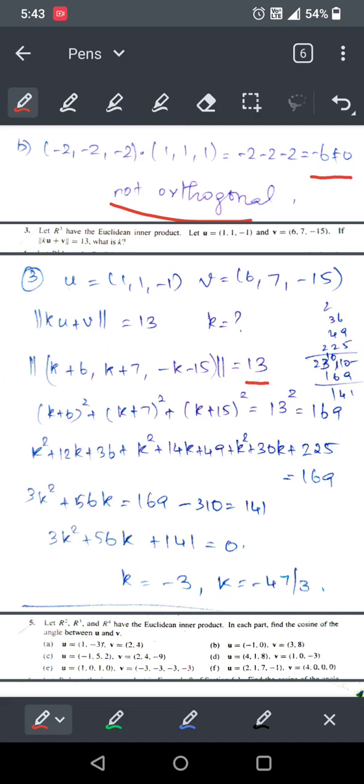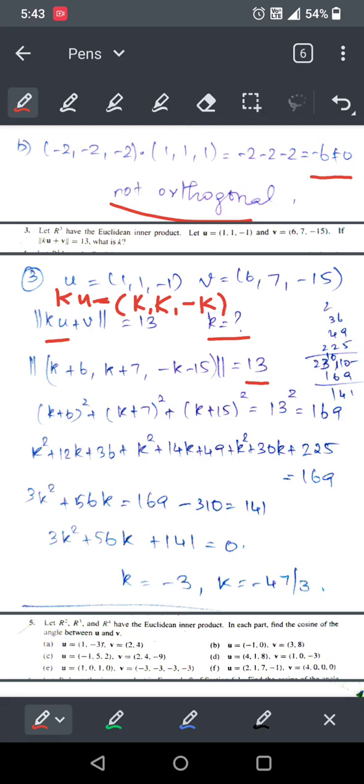We need to find the value for k. So k times u, where k is a scalar multiple, will be k, k, k. And ku plus v is nothing but k plus 6, k plus 7, minus k minus 15.